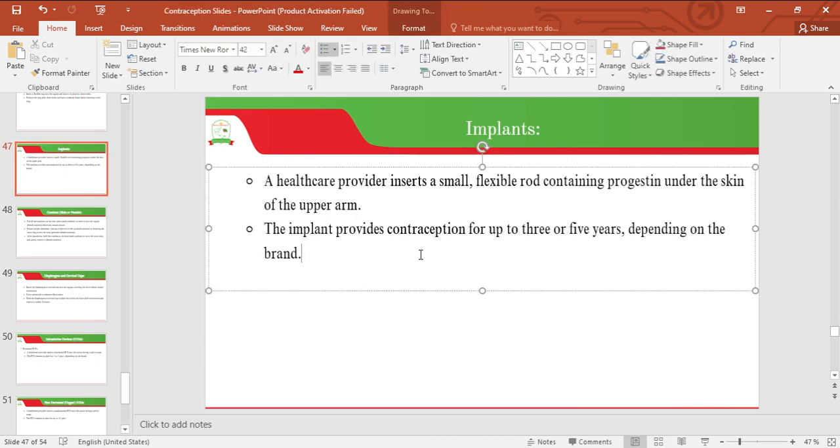Let's look at implants. A healthcare provider inserts a small flexible rod containing progestin under the skin of the upper arm. The implant provides contraception for up to 3 to 5 years depending on the brand.